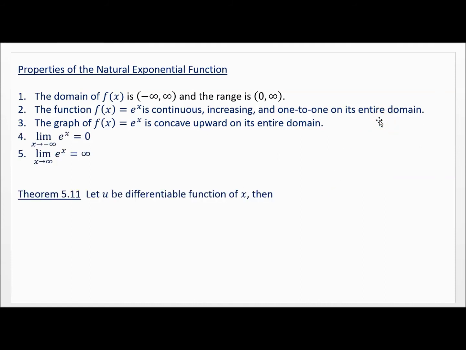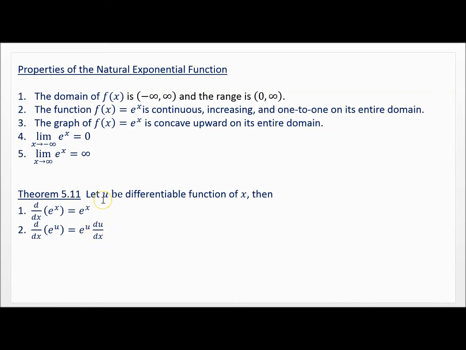And then we have another theorem. It says let u be a differentiable function of x, then the derivative of e to the x, you're going to love this, is e to the x. It's the only function that I am aware of that the derivative is identical to the original function. It's really neat. Okay, and the derivative, if you're doing like a chain rule problem, this is the derivative of e to the u. So say you have something other than just x as your exponent, then it is going to be e to the u times the derivative of the exponent.